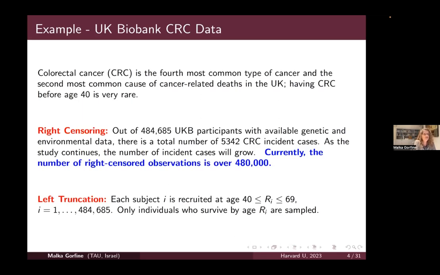Of course, we have right censoring in the data. Out of the almost 500,000 participants with available genetic and environmental data, there is a total number of only a little bit over 5,000 colorectal cancer incident cases, namely those who developed colorectal cancer during follow-up. And of course, as the study continues, the number of incident cases will grow. Currently, the number of right-censored observations is over 480,000, which is a huge number. We also have left truncation, so each subject is recruited at age between 40 to 69. So only individuals who survive by their recruitment age are sampled, and of course, we should also take this into account.